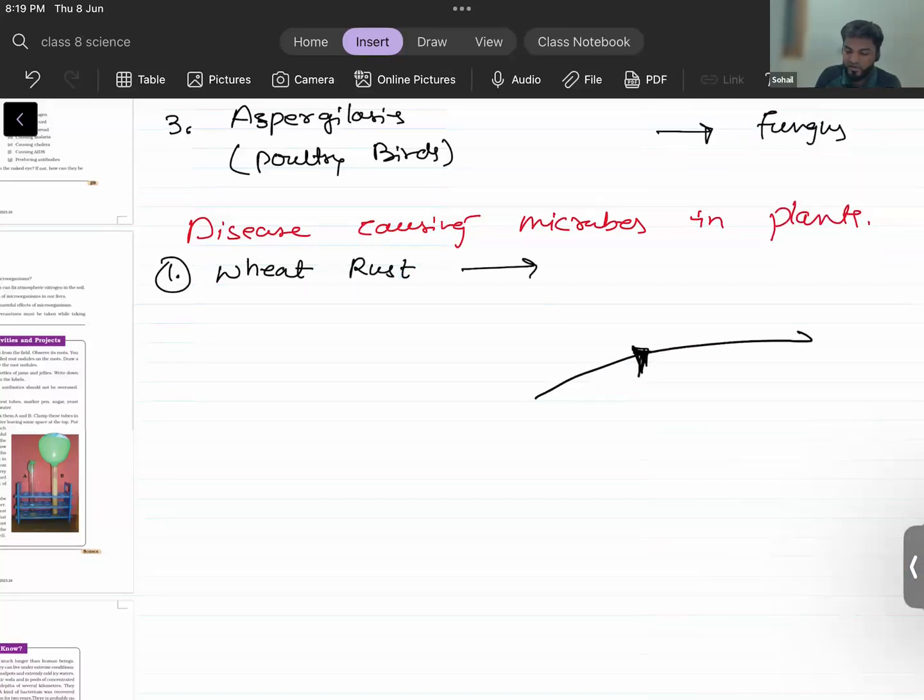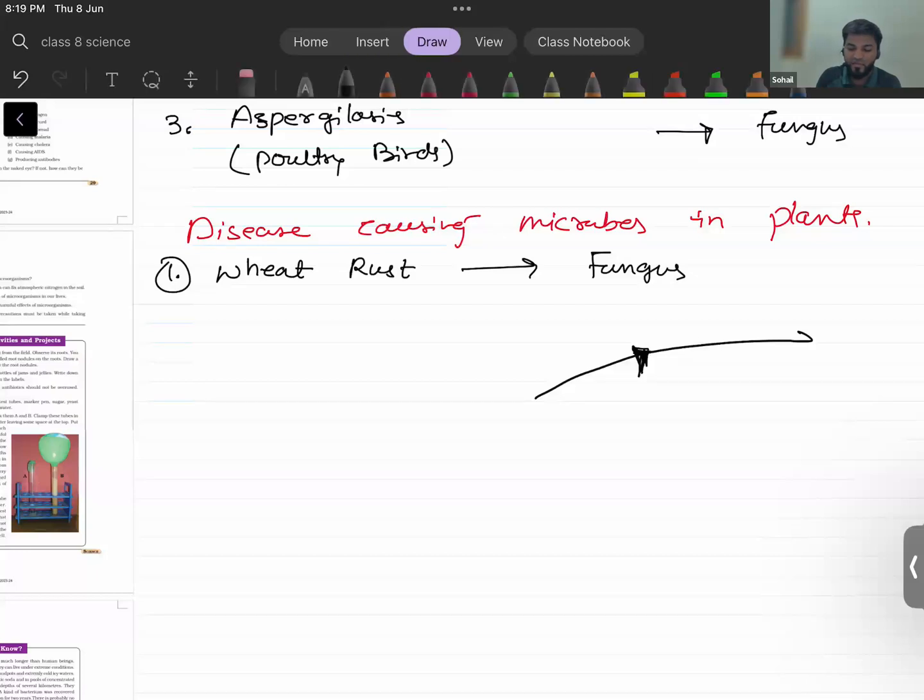So it is caused by a fungus, and since it can spread via air, all the crops are going to go to waste. Okay. Now what are some other diseases in plants? Can you guys name some of them? Name some other diseases caused by microbes in plants. Like wheat rust, it is the most common one.